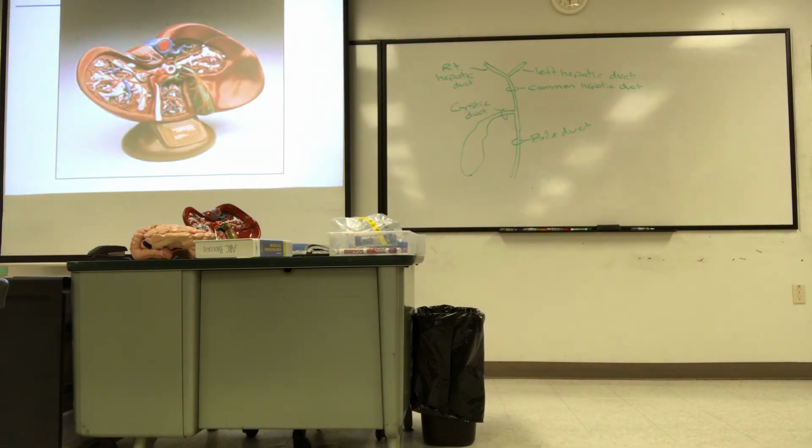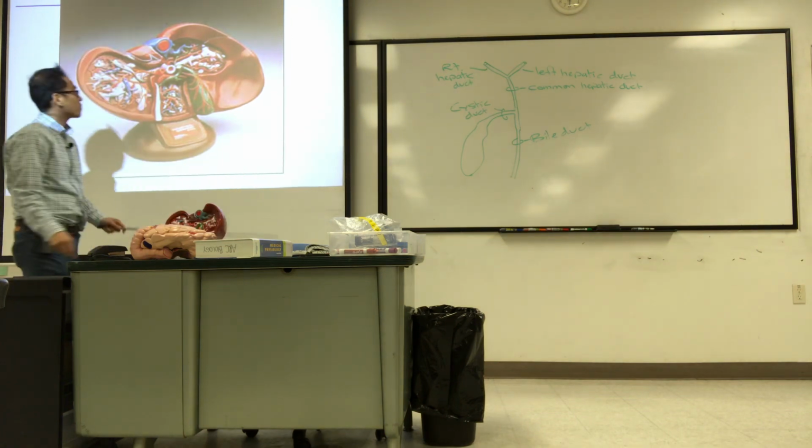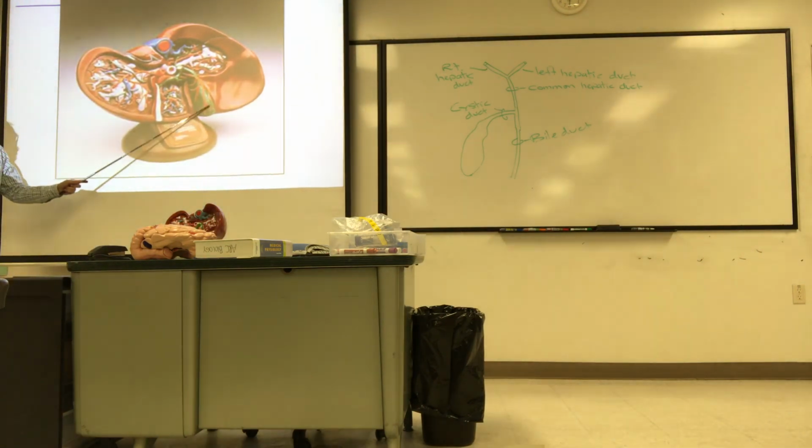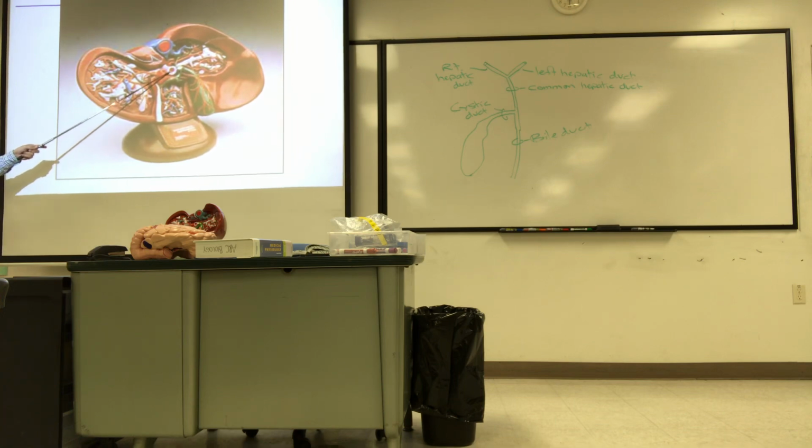Okay, here's our liver model. Let's orient ourselves. There's the gallbladder. So I know that's the right hepatic duct, left hepatic duct, common hepatic duct, cystic duct, bile duct. They color the portal vein purple, and the hepatic artery. Don't confuse portal vein with hepatic vein up there.